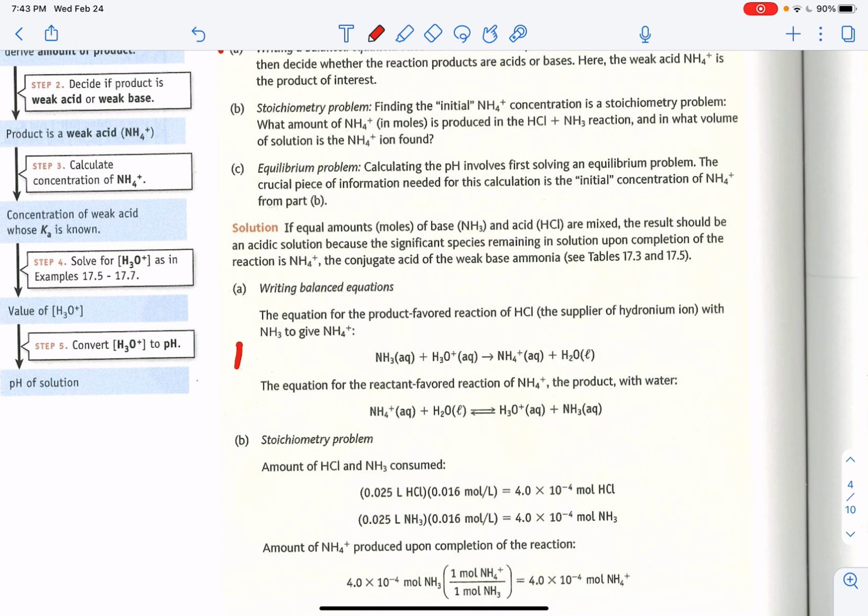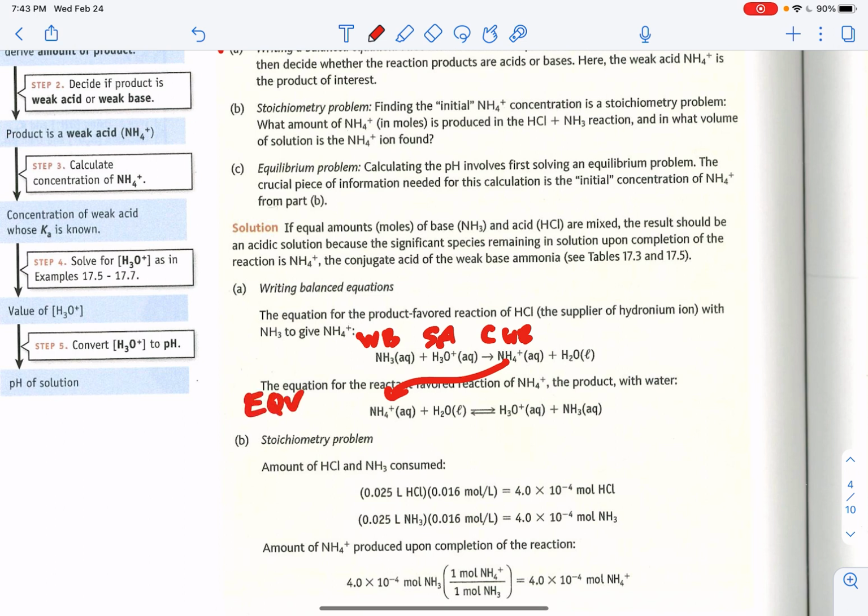The balanced equation is not that one. This is the weak base. This is the net ionic of the strong acid. Notice the spectator ion isn't there. And here's my conjugate. This is the conjugate of the weak base. And that is what sets up my equation.